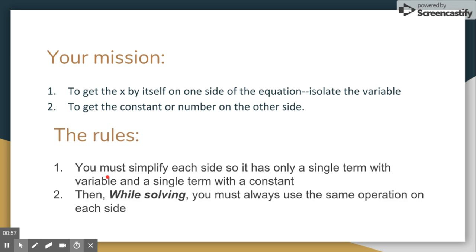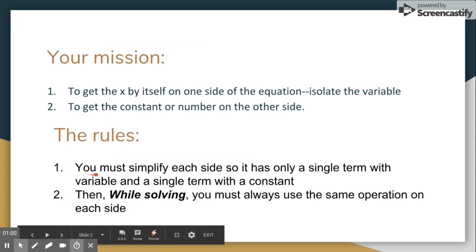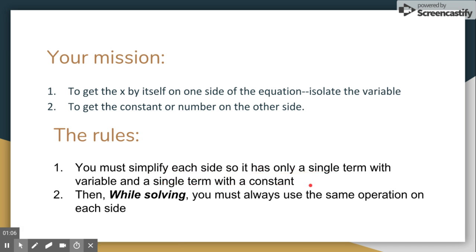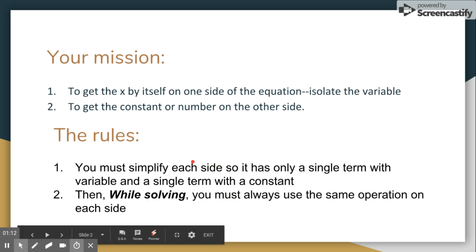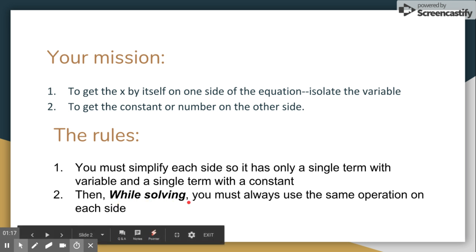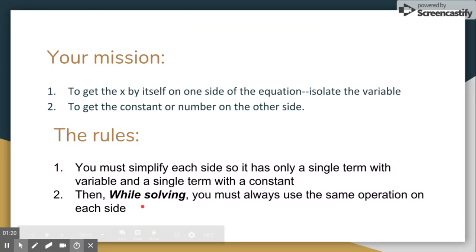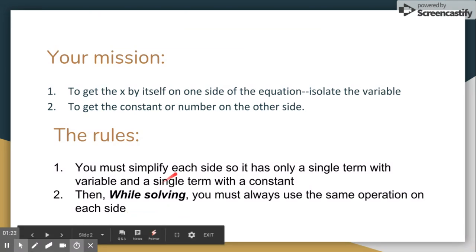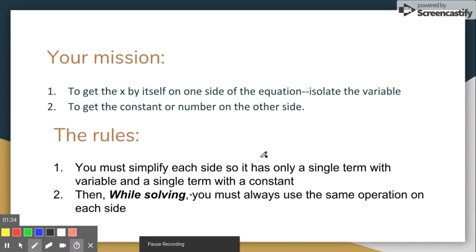The rules that you have to follow are, first of all, you have to simplify each side so that it has only a single term with a variable and a single term with a constant. I'll show you a little bit more of what I mean by that in the next slide. And once you have them simplified, then you'll start solving. And while you are solving the equation, you must always use the same operation on each side. So you have to either add the same thing to both sides, or subtract something from both sides, and multiply or divide, same thing. So, next slide.